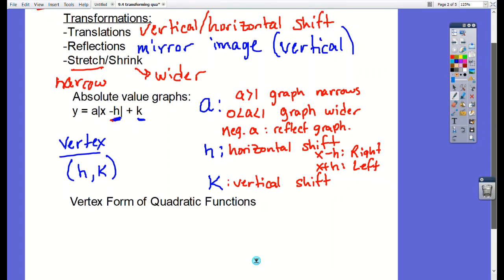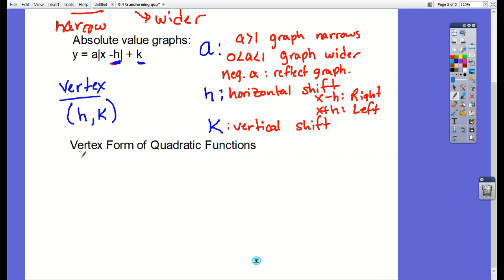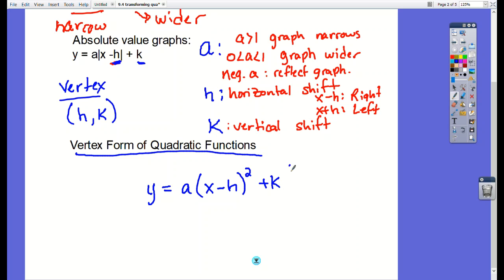Alright, so this is all repeating that information. So let's write down what this vertex form is. And so make sure this stands out on your paper. Highlight it, star it. Y equals A times (x minus h) squared plus k.